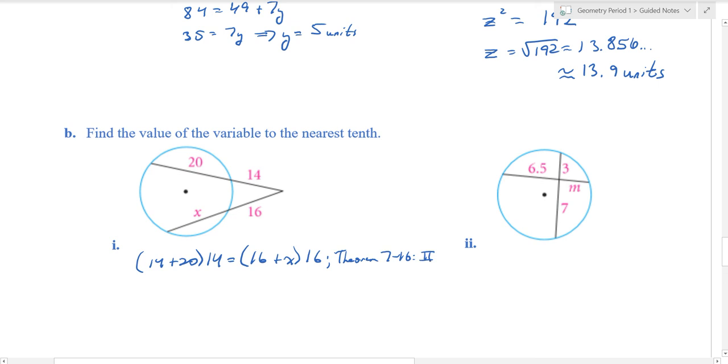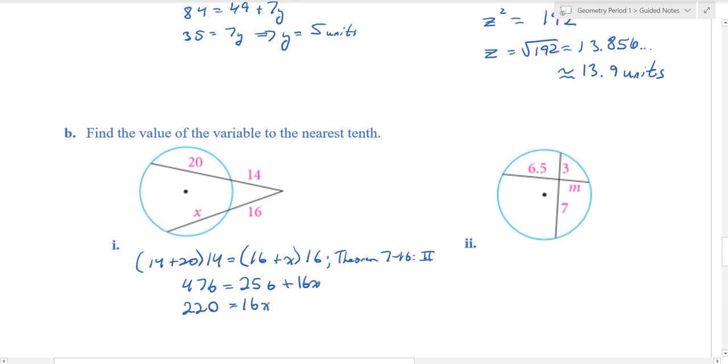When you do the homework, you don't actually have to give me the type of theorem that you're using. You don't have to justify it. I just need to see the steps. So on the left-hand side, that simplifies to 476 equals 256 plus 16x. Then we go ahead and subtract the 256 from both sides, and we are left with 220 equals 16x.